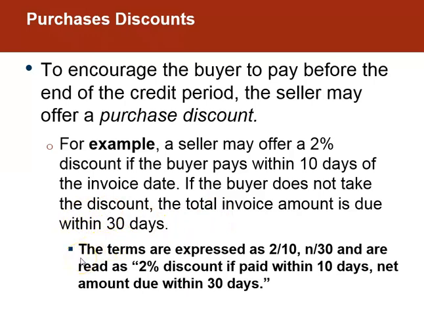And it says that the terms of such an example are expressed as 2/10, n/30. And that's not a real complicated math formula or anything. It says, and are read as, you get a 2% discount if you pay within 10 days, and the net amount, that's the N here, is due within 30 days. Okay. Now you may not think that a 2% discount is a lot, but you can't think of this as 2% interest over, say, 365 days, because look, this is only over a 10-day period.